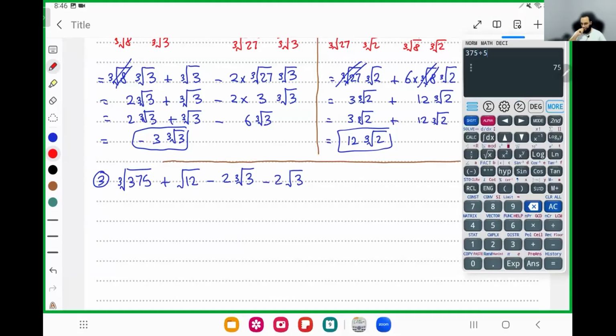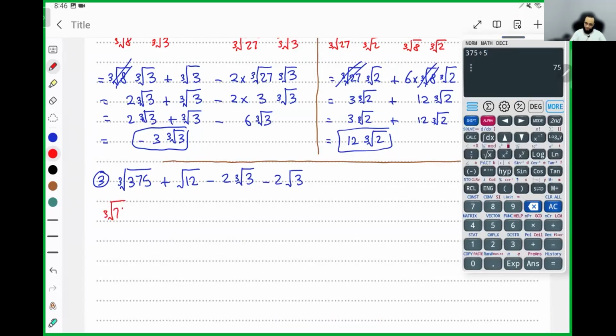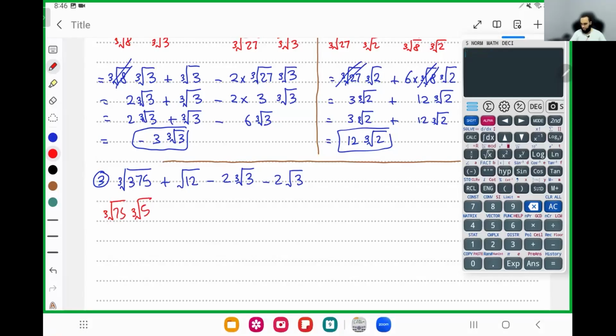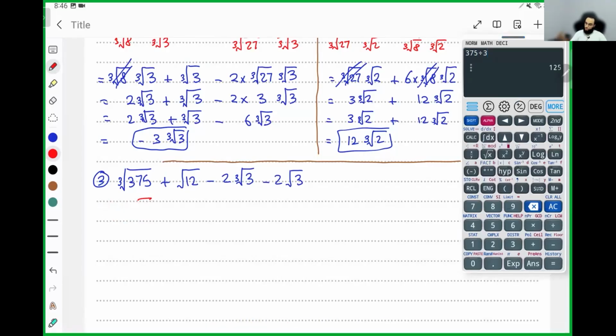375 divided by 5 is 75. So you can write it 75 times 5. But does cubic root 75 have an answer? Actually, no. So let's check another number. 375 divided by 2 doesn't work. Divided by 3? Yes! It works with the 3, because cubic root 125 equals 5. Then I write instead of this number 125 times 3, like that. You got it? It's clear?